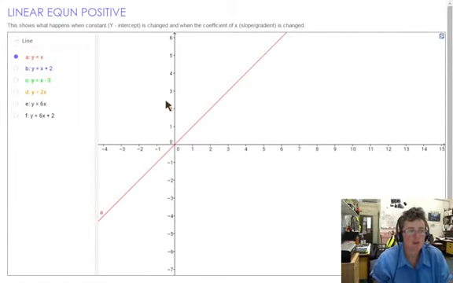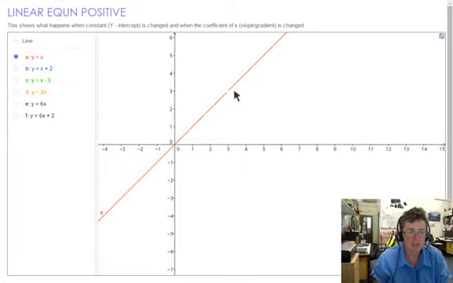Hello. Today I'm going to show you the relationship between linear equations and what happens when we change the constant, which is the y-intercept, and what happens when we change the coefficient of x, which is the slope or gradient.